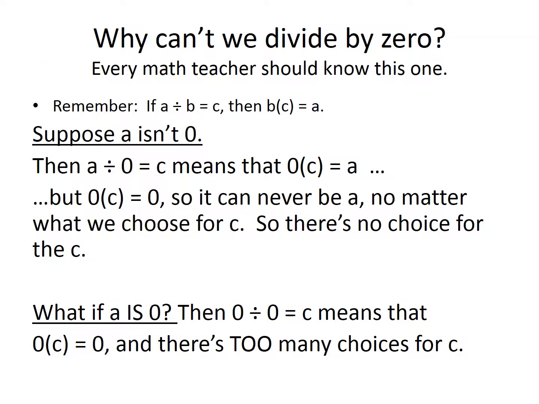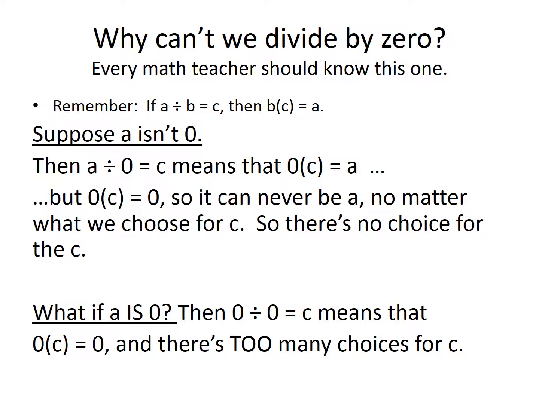Last slide. Why can't we divide by 0? Everybody who teaches division, every math teacher should know and understand why. And it all comes down to the definition. If A divided by B is C, then B times C is A. Suppose A isn't 0. So we write this thing, we're going to divide by 0, so we'll put in 0 for B. A divided by 0 equals C means that 0 times C is A.